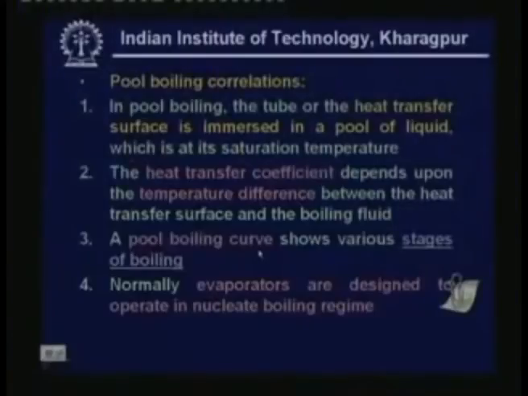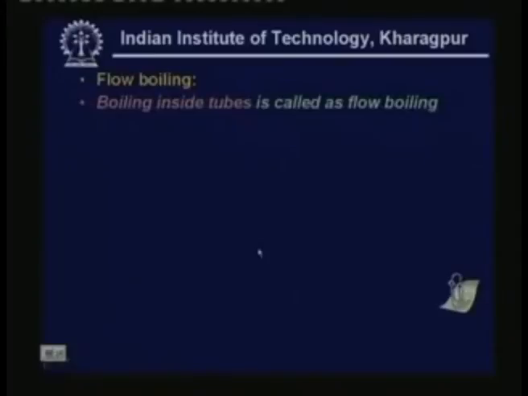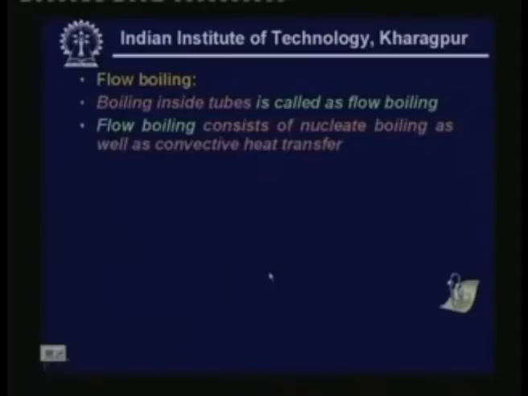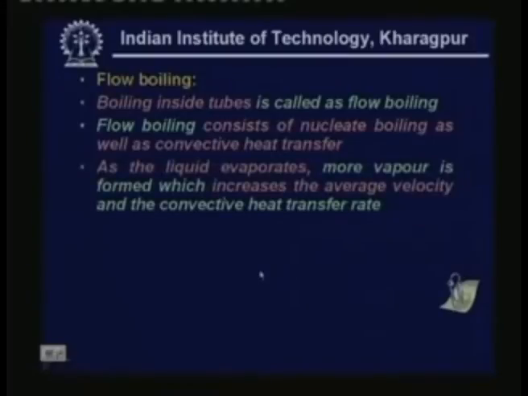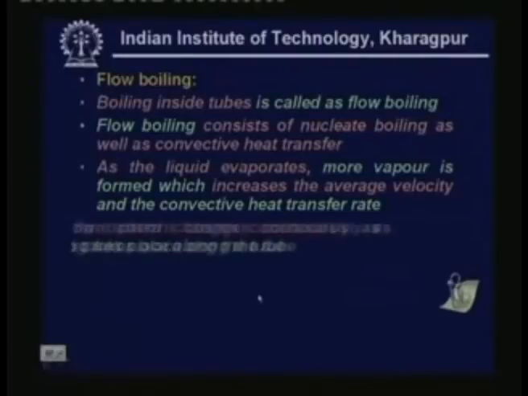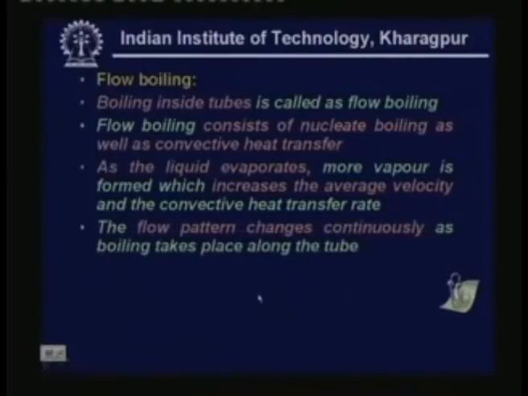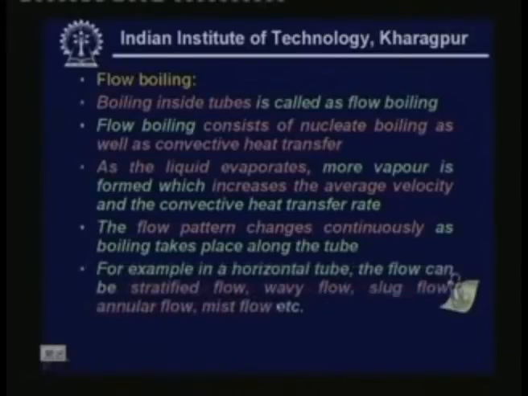As I said, this I have already explained. Now let us look at flow boiling. Boiling inside tubes is called flow boiling. Flow boiling consists of nucleate boiling as well as convective heat transfer. That means the contribution to heat transfer comes from nucleate boiling as well as from forced convection heat transfer. As the liquid evaporates, more vapor is formed, which increases the average velocity and the convective heat transfer rate. The flow pattern changes continuously as boiling takes place along the tube. For example, in a horizontal tube, the flow can be stratified flow, wavy flow, slug flow, annular flow, or mist flow, depending upon the velocity of the vapor.